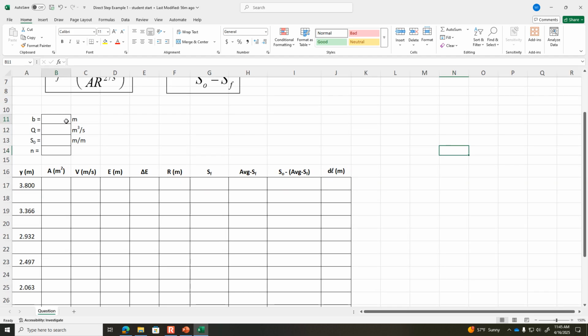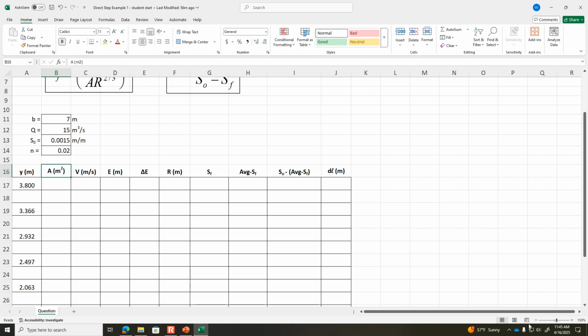Okay, so the width of the channel here is 7 meters. According to the problem statement, we're carrying 15 cubic meters per second. The channel slope is 0.0015, and then the roughness of the concrete is 0.02.